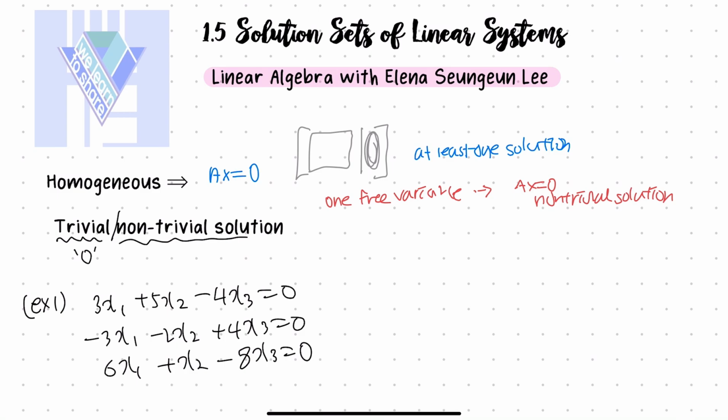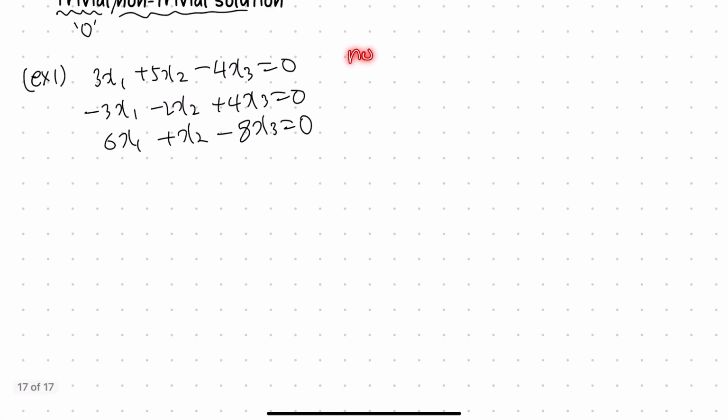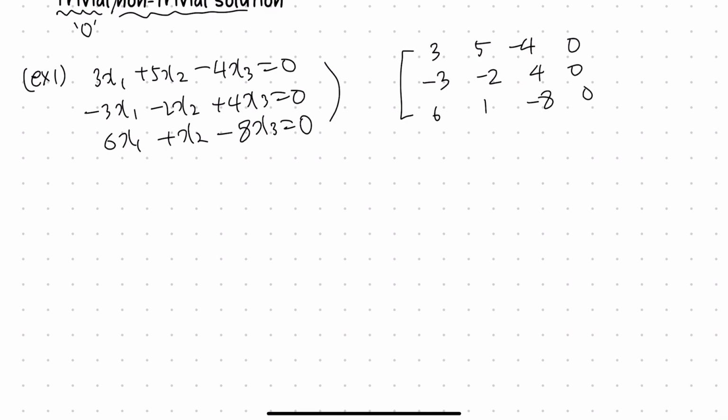Now let's look at some examples so that it can be even more clear. Let's say that you have this system of 3 equations. Determine if the following homogeneous system has a non-trivial solution and describe the solution set. Again, a non-trivial solution means a solution that is not a 0 vector. So let's first put these 3 equations into matrix form. We have 3, 5, minus 4, 0. We have minus 3, minus 2, 4, 0. We have 6, 1, minus 8, and 0.